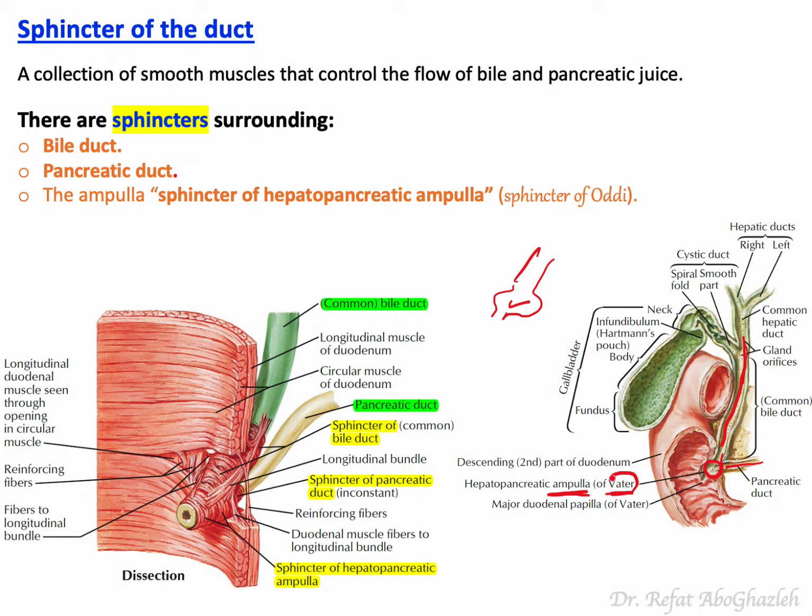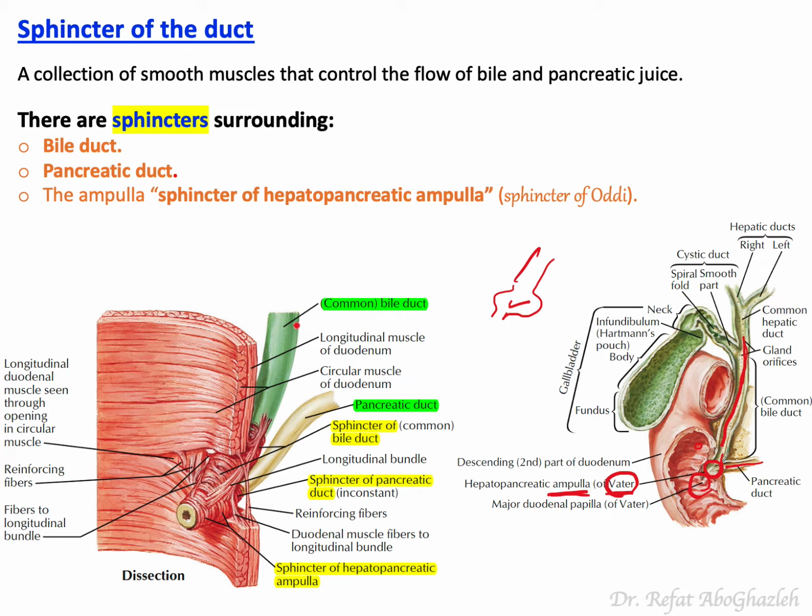The ampulla of Vater is very important because usually they use this term; hepatopancreatic ampulla is too long, right? So this is the ampulla of Vater. However, the ampulla of Vater, guys, will ultimately open into a small duodenal papilla here, the major duodenal papilla. Of course, above it we have the minor one, which is not shown here.